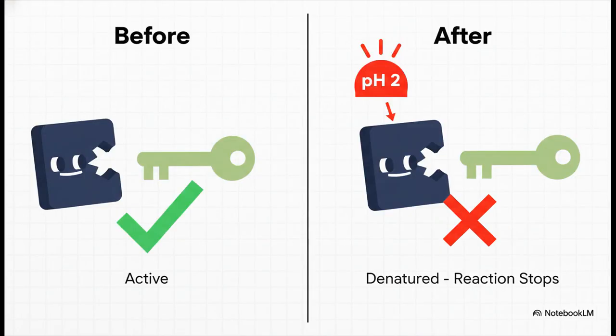This means that for an enzyme, its shape is absolutely everything. If that active site, our lock, gets bent out of shape, the key just won't fit anymore. And when that happens, we say the enzyme is denatured. A denatured enzyme is basically a broken one, and the reaction just stops dead.